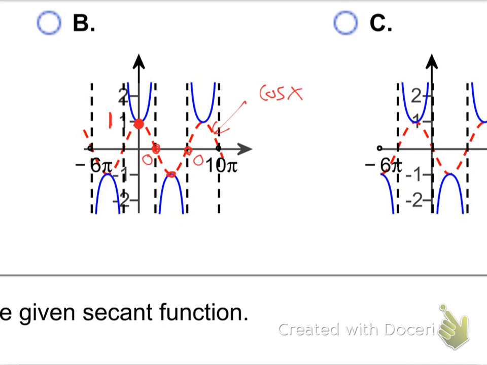Okay, so remember, secant is 1 over cosine, right? That's what secant is. He's the flip of cosine. So imagine if you take the cosine numbers and flip them. I'm going to take the red numbers and flip them.